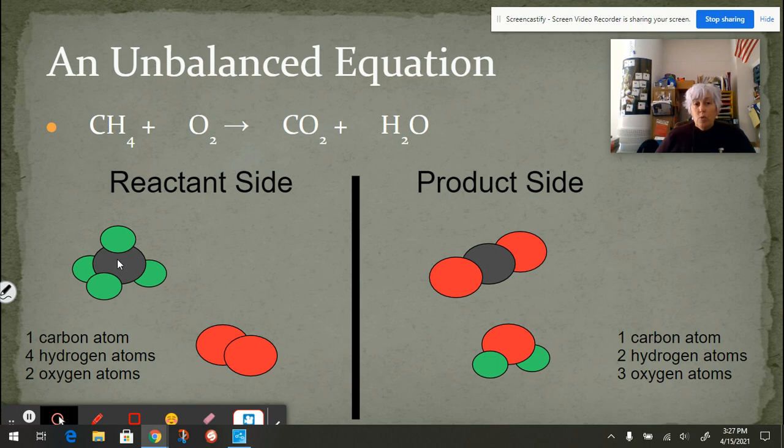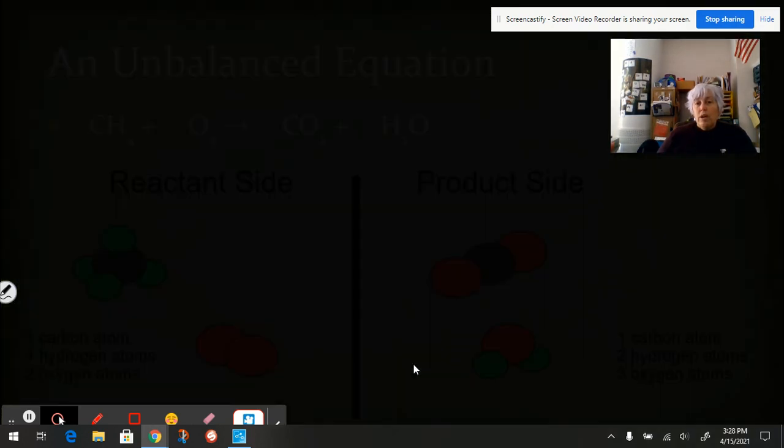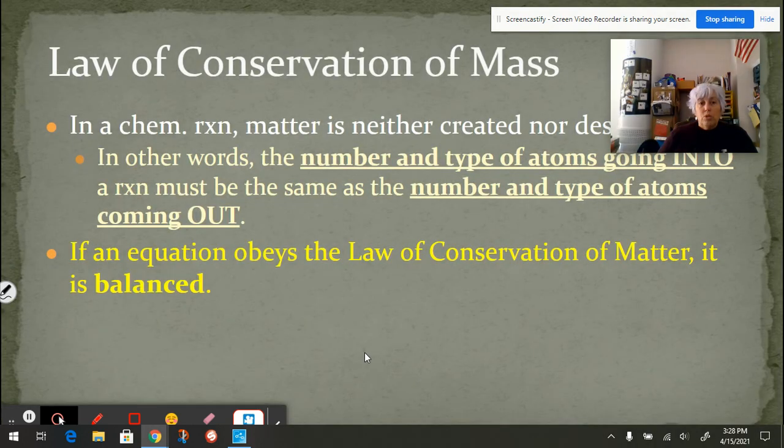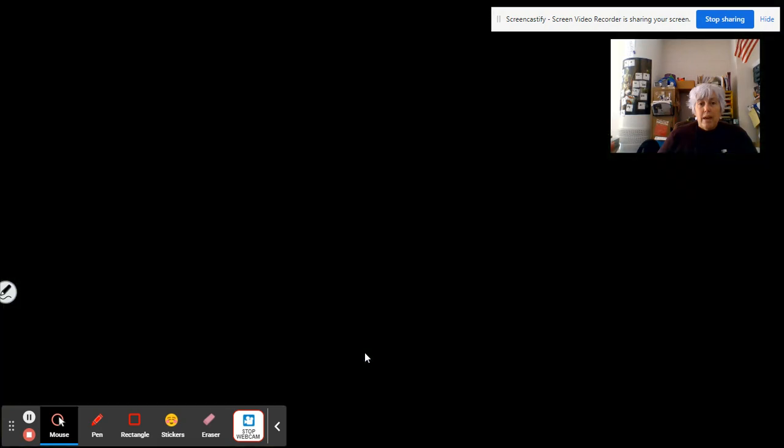We can see there's only one carbon on both sides. That's okay, that's balanced. But how many green hydrogens are there? There's 4 here, and there's only 2 here. And then the red oxygens, we've got 2 and 1, 2, 3. That is not balanced. What goes into the reaction is not what comes out of the reaction. So this is what we're trying to figure out, how to balance that.